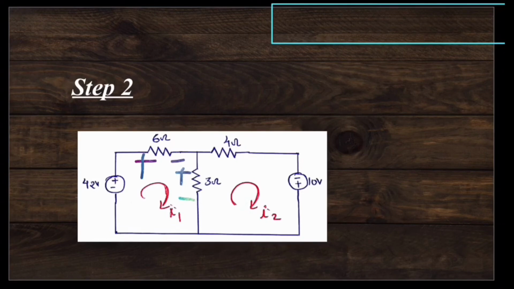Moving forward to current I2. Current I2 flows through this 3 ohm and through this 4 ohm. It enters 3 ohm at this terminal. So we mark it as positive and other terminal as negative. Then it enters 4 ohm at the left. So we mark it as positive and other terminal as negative. Alright. Our next task is to write KVL in both of these loops.